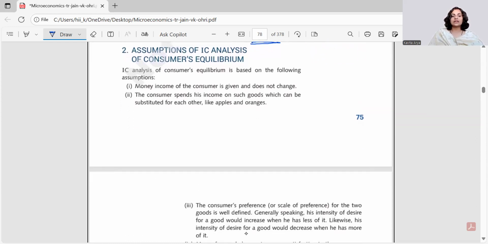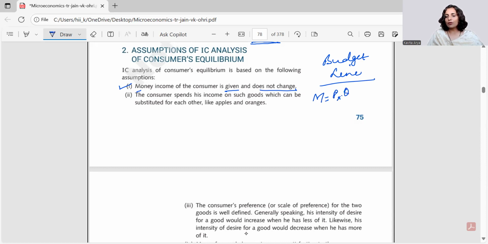So first and foremost thing is IC analysis is based on the following assumption that money income is given and doesn't change. In the previous video, I talked about the budget line, right? What is budget line? We would have a great detail of this topic here in this ongoing chapter. It simply says that if M is the money with somebody, right? So the price of X and quantity of X, this product, and the price of Y into quantity of Y, this product, this gives the expenditure on X and this gives the expenditure on Y.